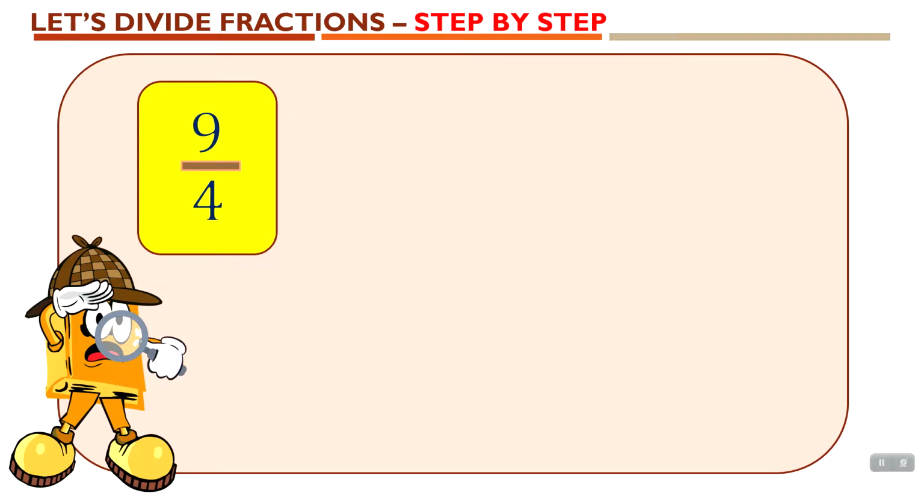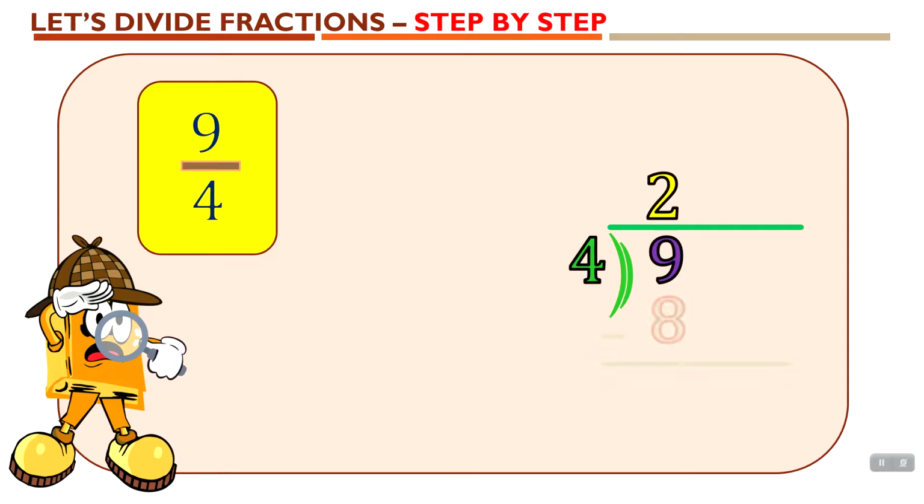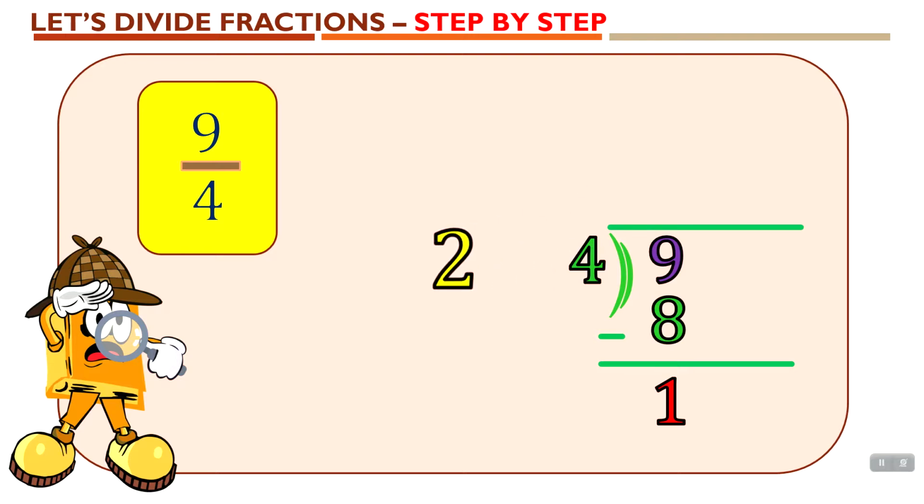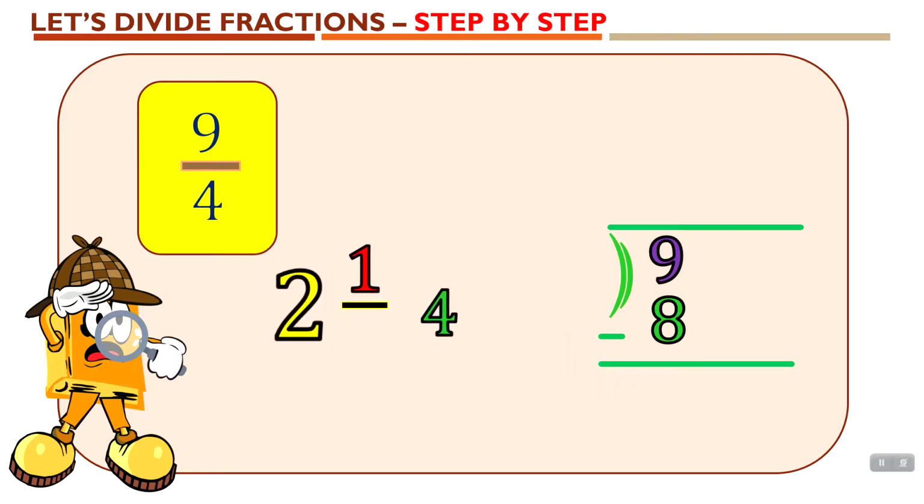Let's look at 9 over 4, or 9/4. We can take 9 and we can divide it by 4. 4 goes into 9 twice. 4 times 2 is 8. 9 take away 8 is 1. So 9 over 4 can be represented as 2 and 1 over 4, or 2 and 1/4.